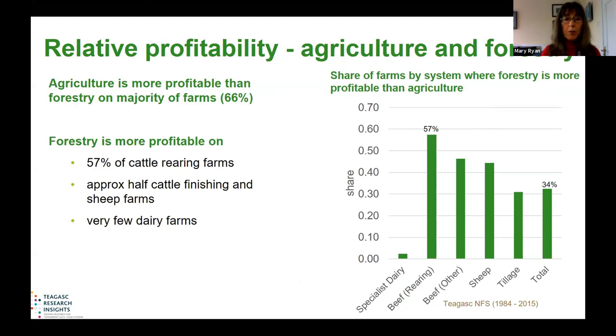Looking at the relative profitability, we know intuitively that agriculture is more profitable than forestry on the majority of farms. But we know from the research at individual farm level that this applies on 66% of farms. We also can see then that forestry is more profitable on 57% of cattle rearing farms, approximately half of cattle finishing and sheep farms, and on very few dairy farms. Again, intuitively, we would know this, but the individual distributional analysis shows us this conclusively.